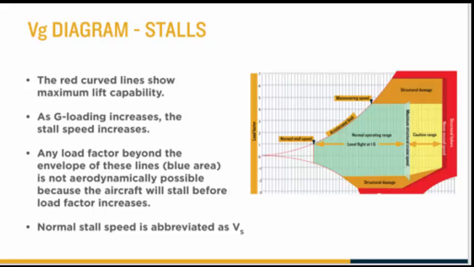Alright, so look at this and notice the red line labeled accelerated stall on the diagram, and blue portions of the diagram. The curved red lines show maximum lift capability, so the aircraft is capable of developing no more than positive 1 G at 64 miles an hour, 2 Gs at 92, 3 Gs at 112, and 4.4 Gs at 137. Any load factor outside these lines is not aerodynamically possible because the aircraft will stall first.